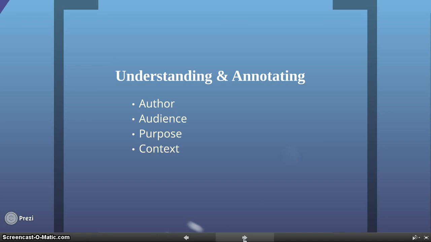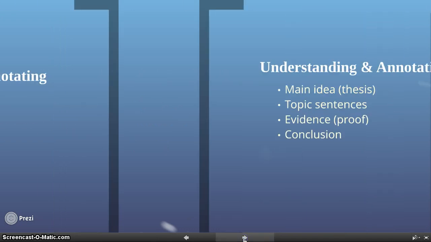Why is the author writing? Why does the author care about this particular subject? What are they trying to get you to do as the audience? So, and again, making sure you take down this information is really important because it can give you your own perspective later on when you're coming back to do your summary.